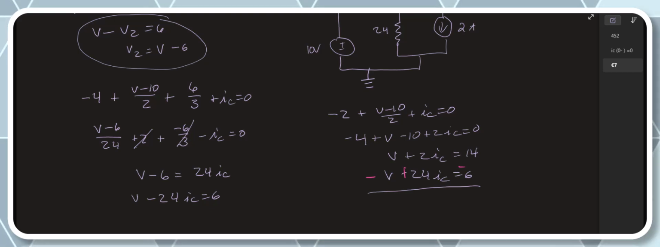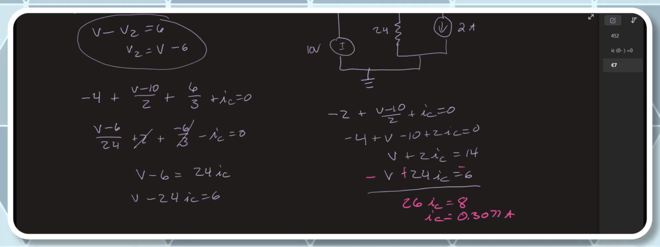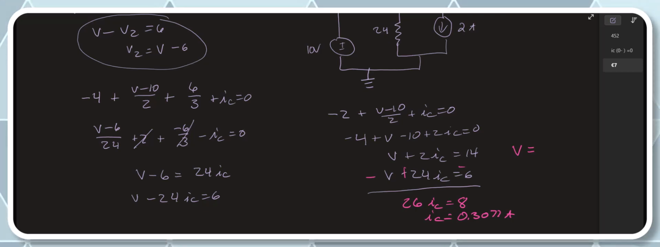Multiply 3 by negative 1 and then add these two equations. 26 IC equals 8, or IC equals 0.3077, which leads to V equaling 13.38, and V2 equaling 7.38.